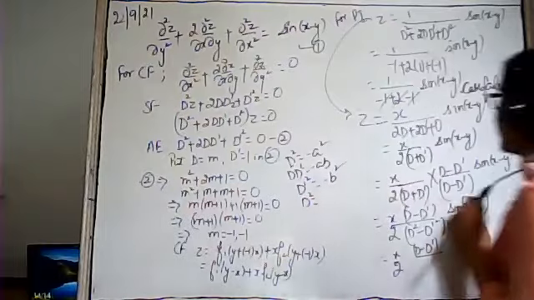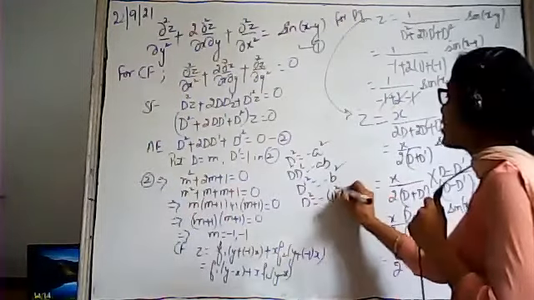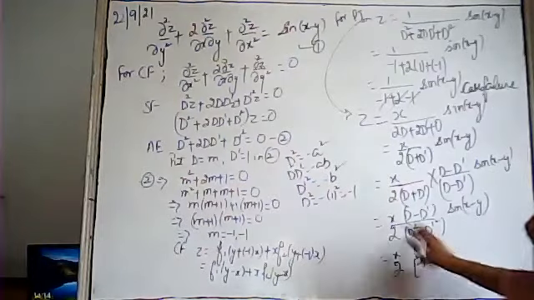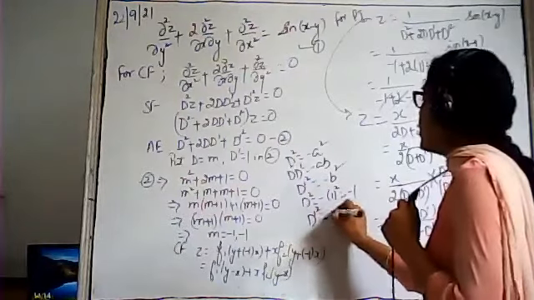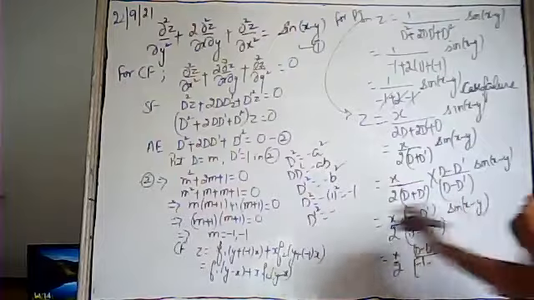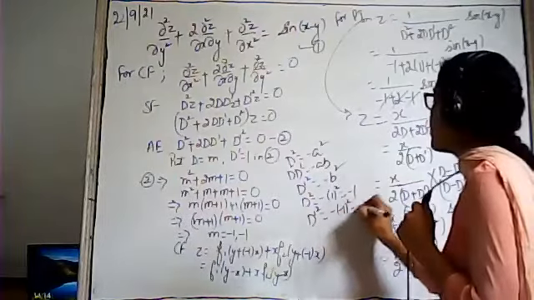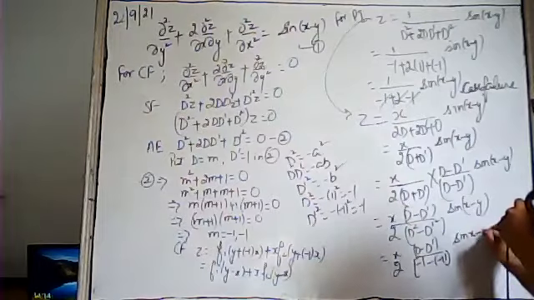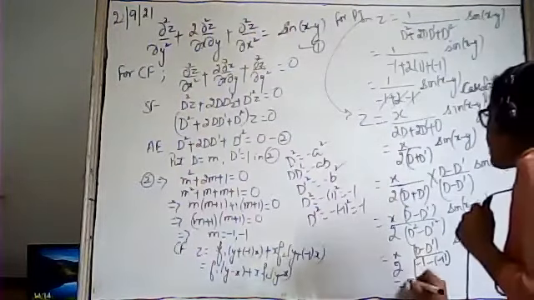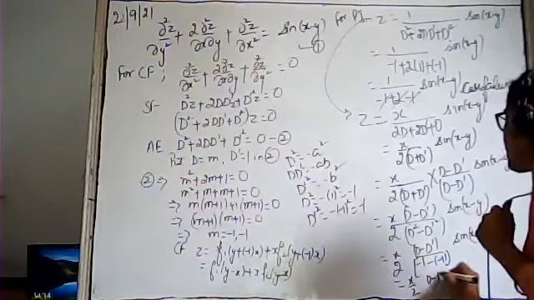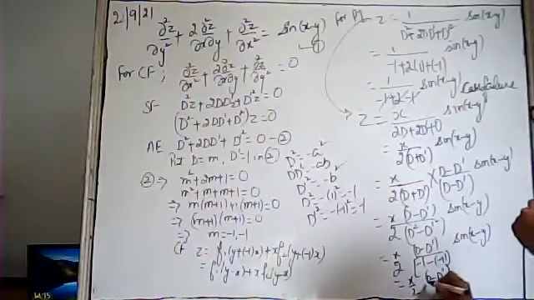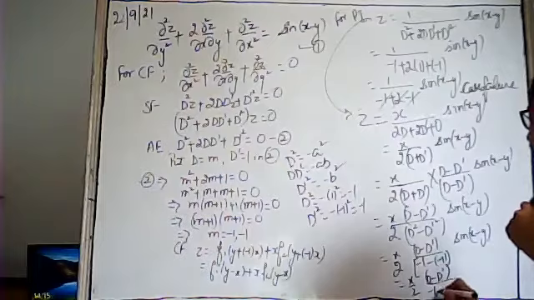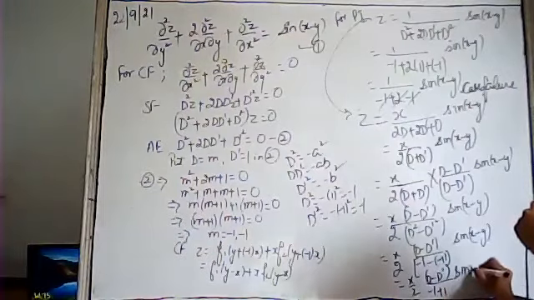D square is minus a square. This is minus 1 square, that is minus 1. This minus sign will remain as it is. D dash square will be minus of b square, and the value of b is minus 1. It will again be equal to minus 1, into sine of x minus y, which will remain as it is. This is x by 2. D minus d dash in the numerator will remain as it is. In the denominator, this is minus 1 and plus 1, that is minus 1 plus 1, into sine of x minus y.